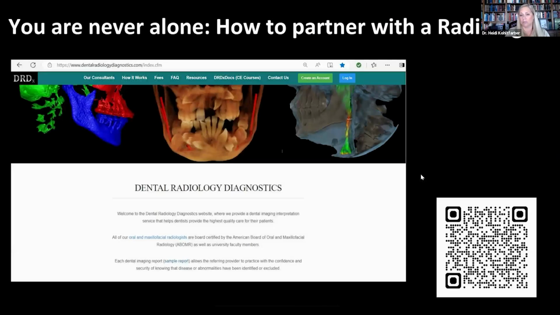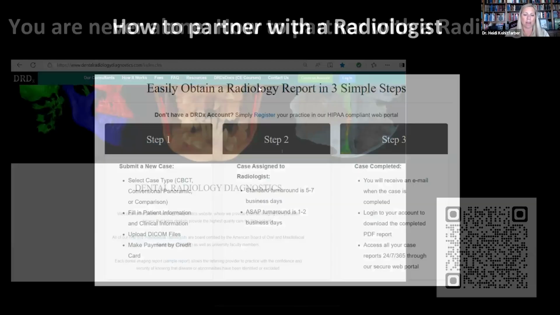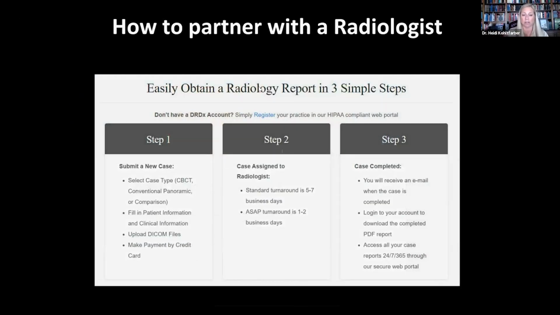And again, you're never alone. You can always partner with the radiologist. This is my website as an example. This is a QR code to my website. It has a lot of different tabs. It tells you how it works. There's different facts and resources. Here we have some CE courses. We literally take you step by step. Like step 1, you're going to do this. Step 2, you're going to do that. Step 3, you're going to do that. So we kind of walk you through it.